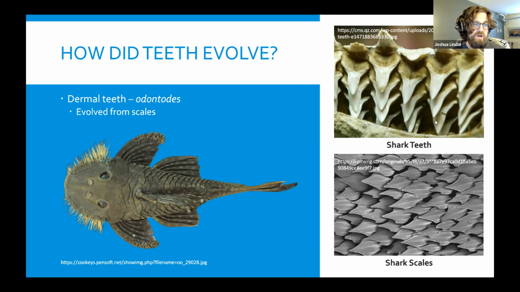And so shark teeth and shark scales have not changed enough over the millions of years that we can still see the evolutionary connection between these traits in sharks, even though in most other animals, scales and teeth have evolved so much that we can't tell that they share a similar origin.